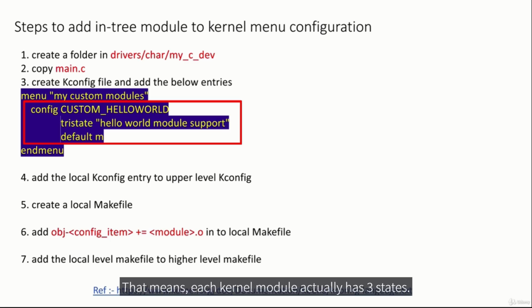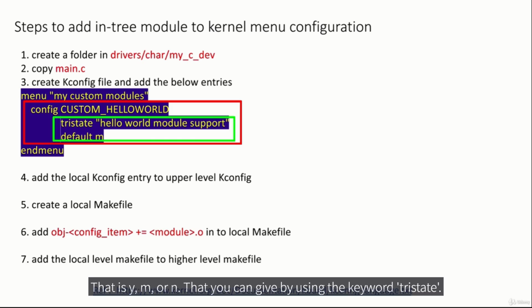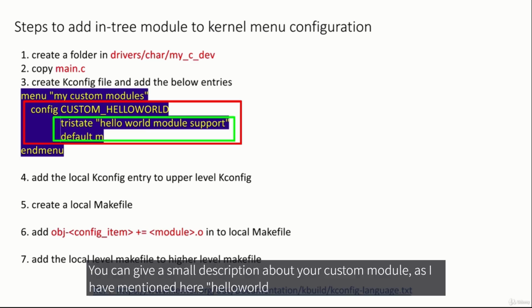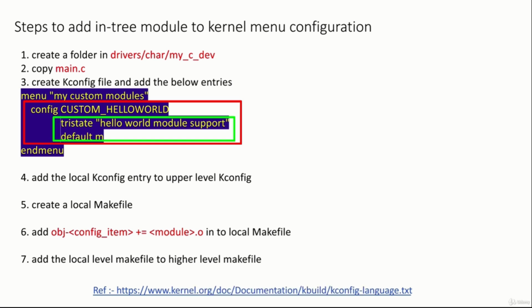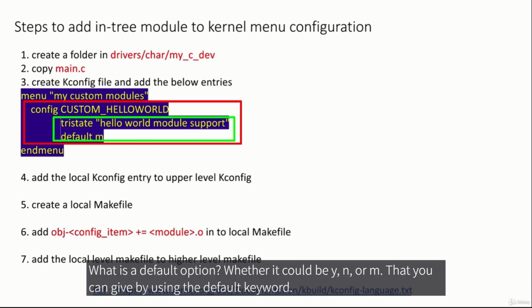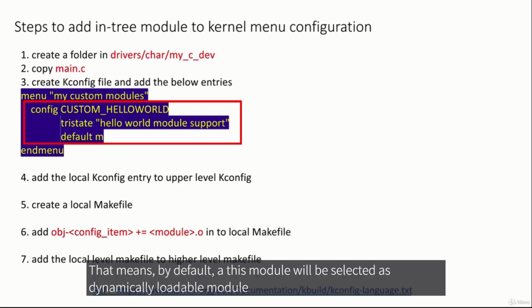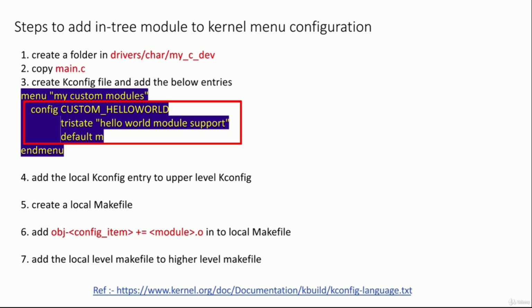That means each kernel module actually has three states, that is Y, M, or N. That you can give by using the keyword tristate. You can give a small description about your custom module, as I have mentioned here, hello world module support or something like that. What is the default option? Whether it could be Y, N, or M. That you can give by using the default keyword. Default is M or default is N, something like that. That means by default, this module will be selected as dynamically loadable module.